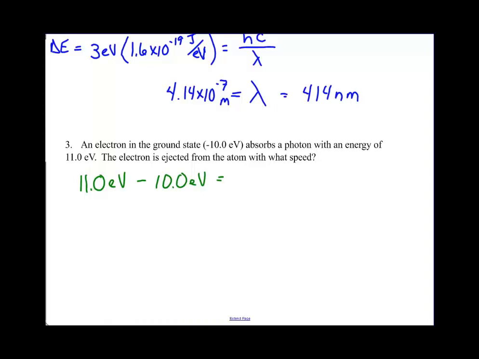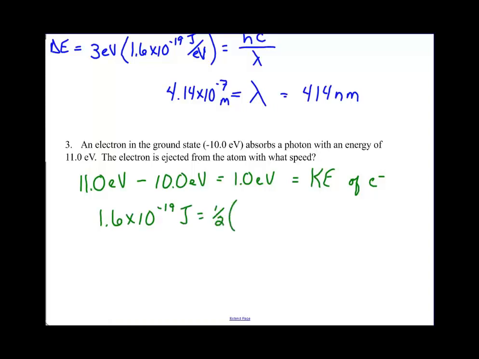It's the amount of energy necessary to remove the electron from the atom. So I'm left with 1 eV. So this 1 electron volt is what is going to be converted into, or equivalent to, my kinetic energy. So with kinetic energy, again, I need to get my electron volts into joules. 1 eV is 1.6 times 10 to the negative 19 joules, and that equals 1/2 times the mass times the velocity squared. Mass of an electron.